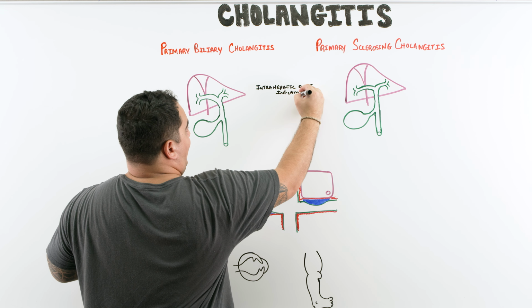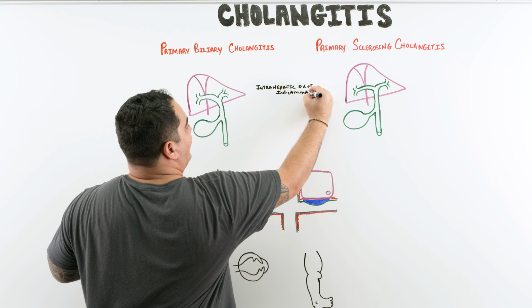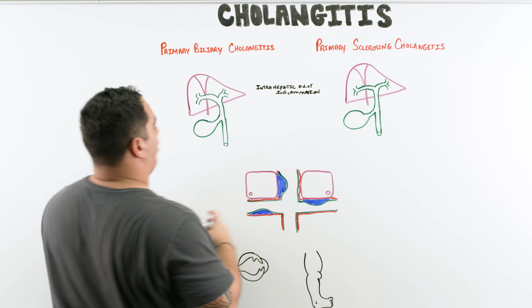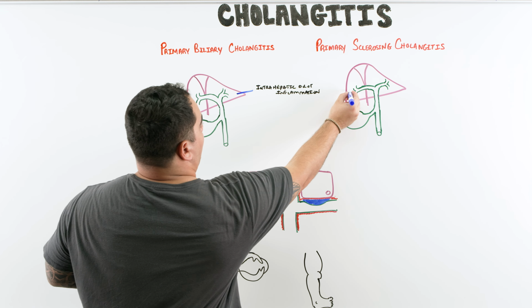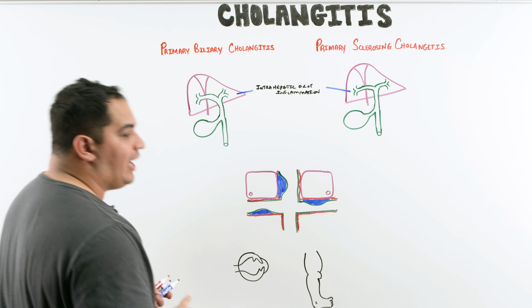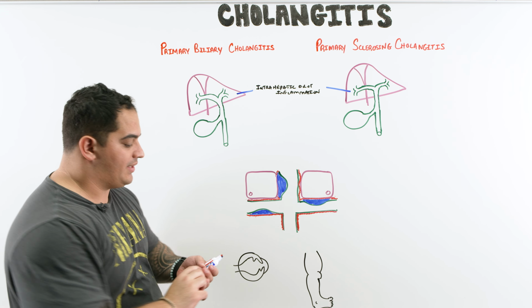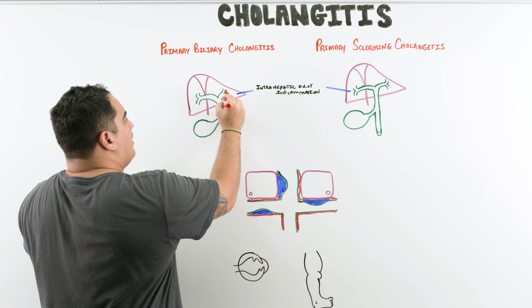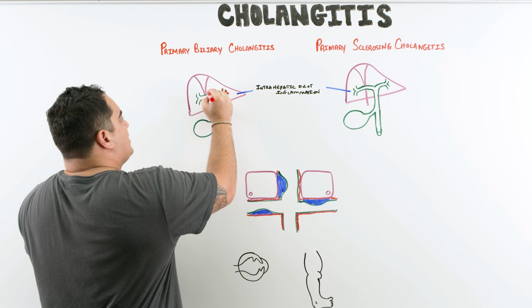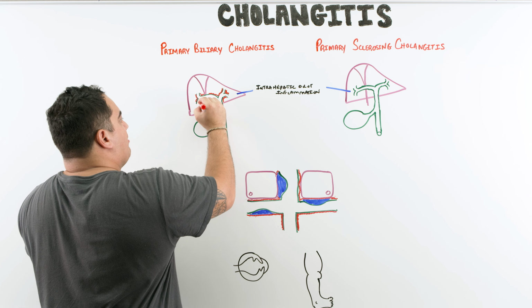Now with that being said, what's slightly confusing off the get-go is that this can be present in both of them. So you can have intrahepatic duct inflammation in both primary biliary and primary sclerosing cholangitis. So I'll represent that here by these red lines. All of this is going to be indicative of some inflammation.